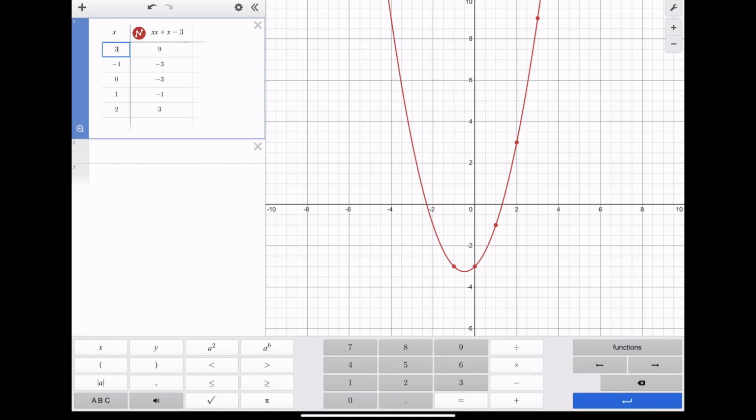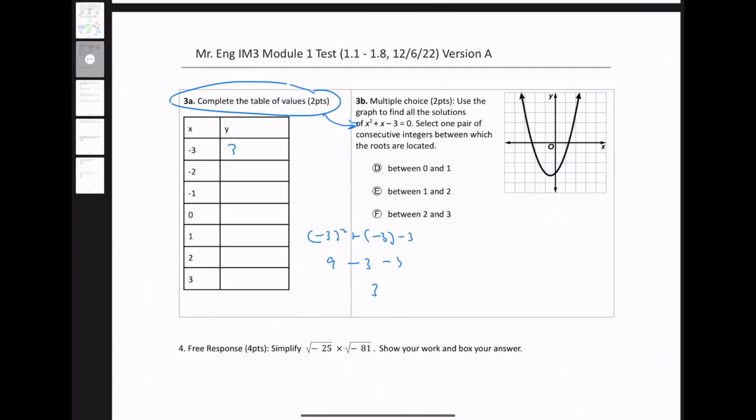Okay, let's go back. So -3, 3, -2, -1, -3, 0, -3, 1, -1, 2, 3, and 3, 9. And that makes sense because if you graphed it, left 3, up 3, left 2, down -1, -1, -3, 0, -3, right 1, down -1, right 2, up 3, and then 3, 9, which is off the graph.